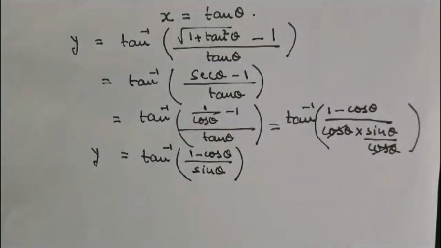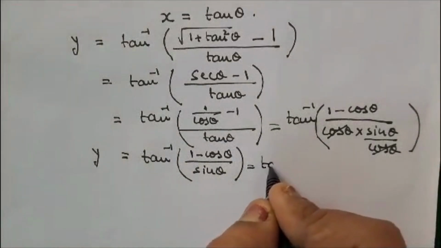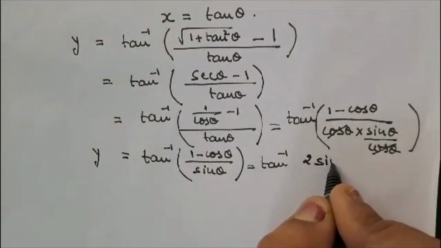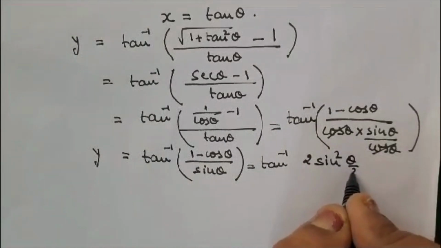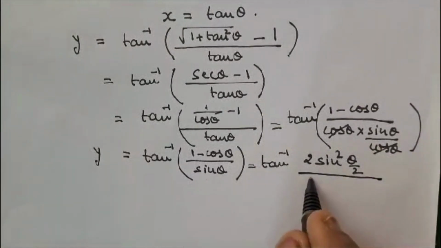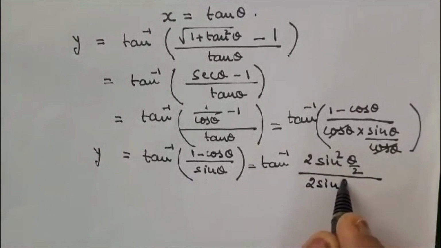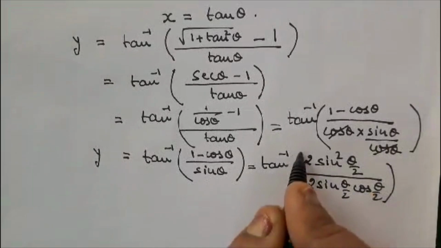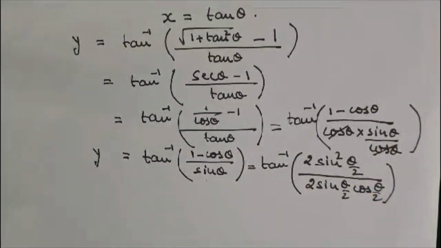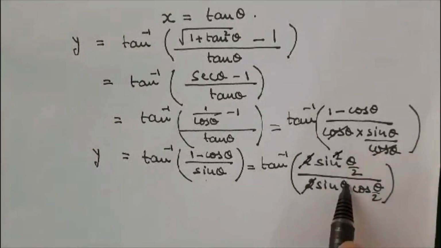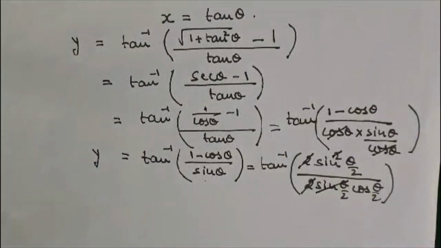Now 1 minus cos theta, we know it is 2 sin square theta by 2. So in place of 1 minus cos theta, I am writing 2 sin square theta by 2 whole by sin theta, and I am writing sin theta as 2 sin theta by 2 cos theta by 2. So you have to be very thorough with your trigonometric formulas. So your 2 gets cancelled and one sin theta by 2 gets cancelled.